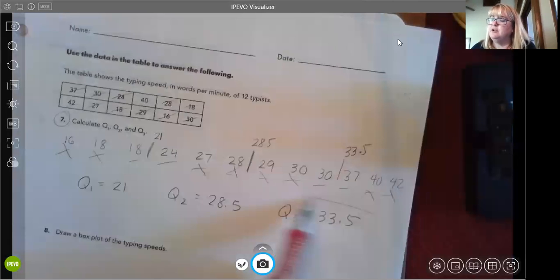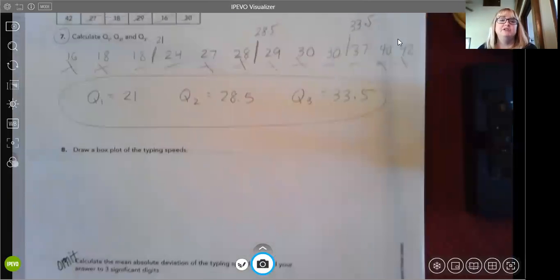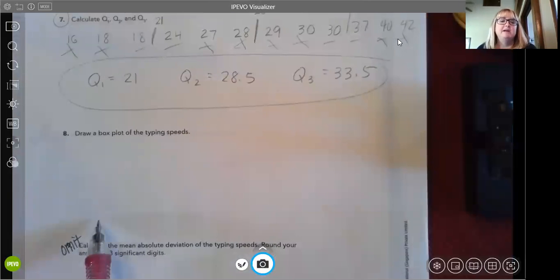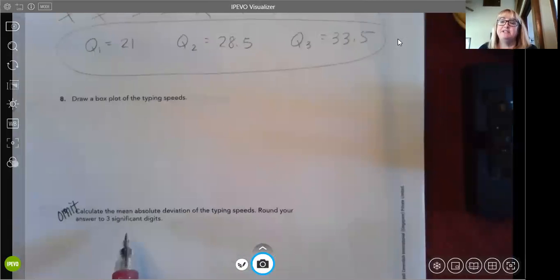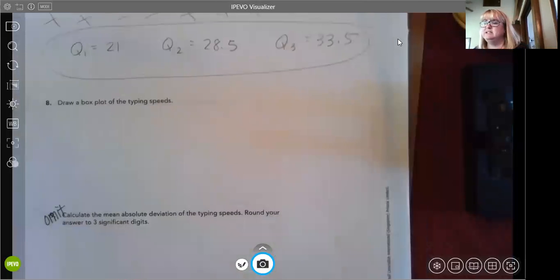All right, so you are going to need to draw a box plot of this data, of the typing speed. So go ahead and draw the box plot. I want you to do that on B. C asks about the mean absolute deviation, and we are going to omit that.